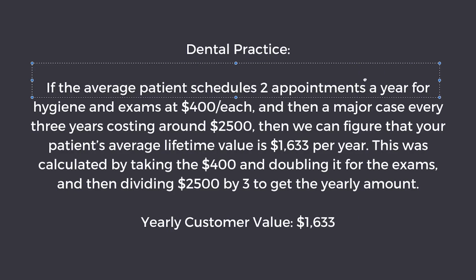I'm going to give you guys an example as a dental practice. So if the average patient schedules 2 appointments a year for hygiene and exams at $400 each, and then a major case every 3 years costing around $2,500, root canal or whatever it may be, then we can figure out that your patient's average lifetime value is $1,633 per year, correct?